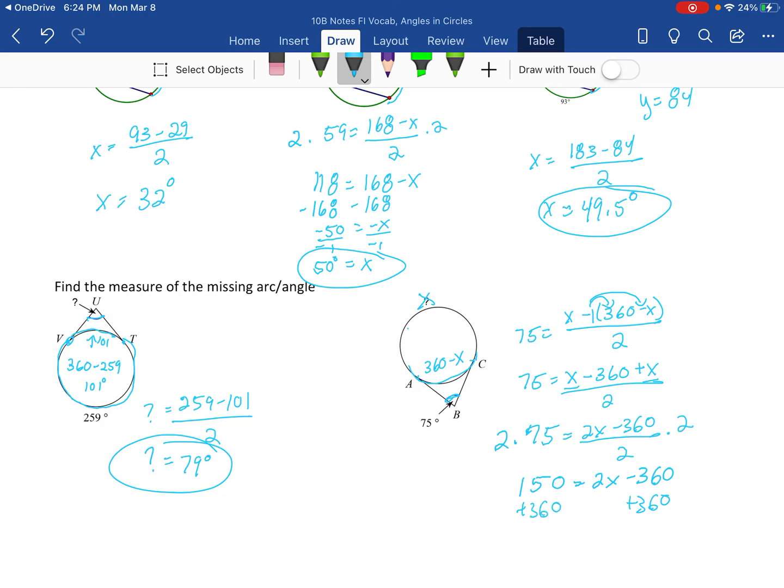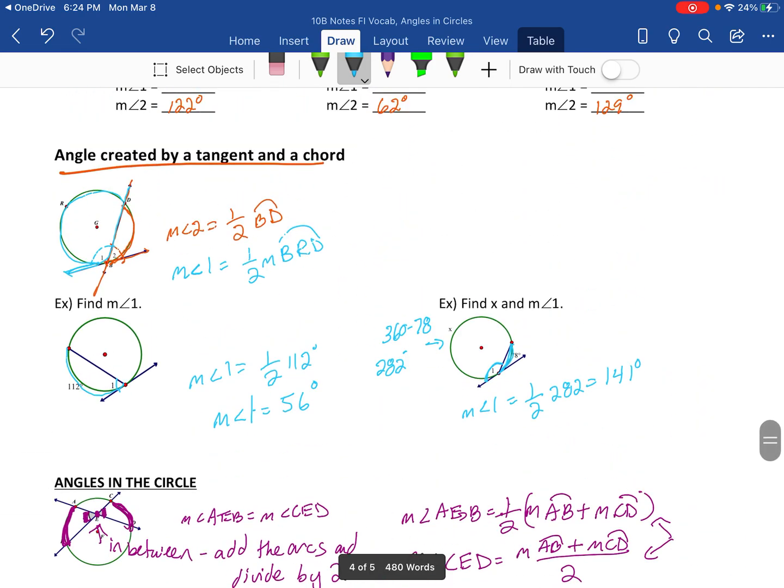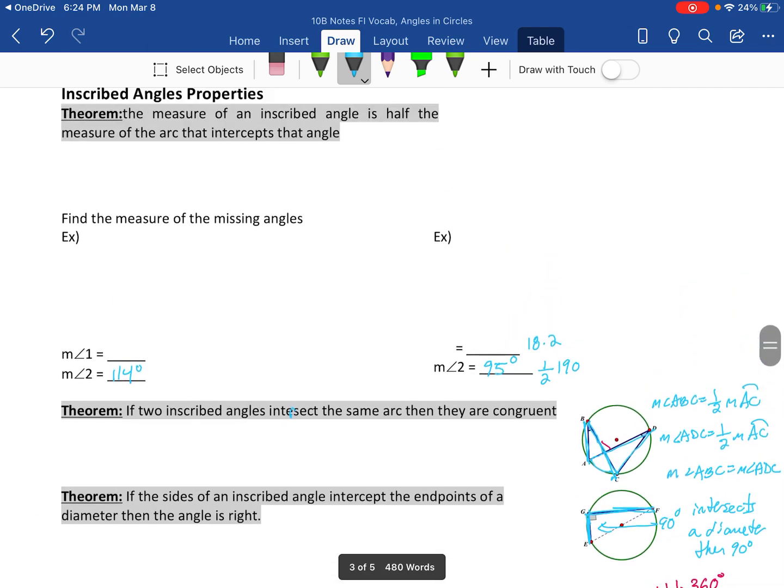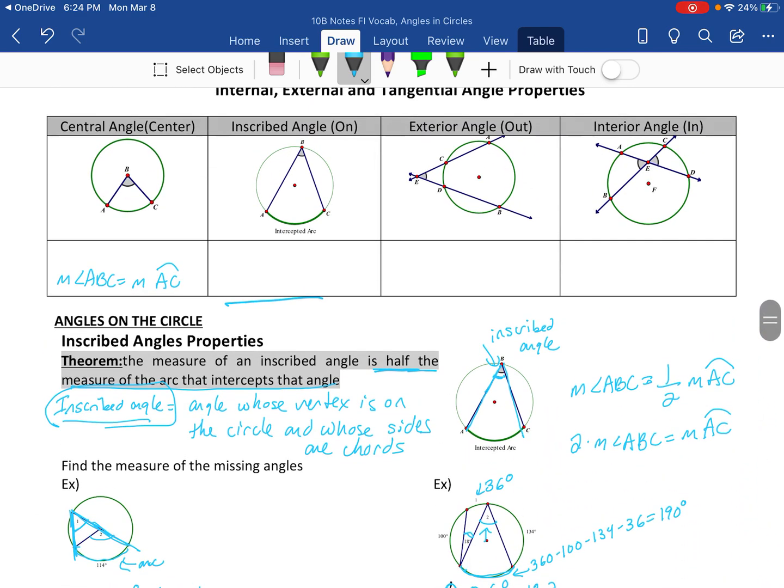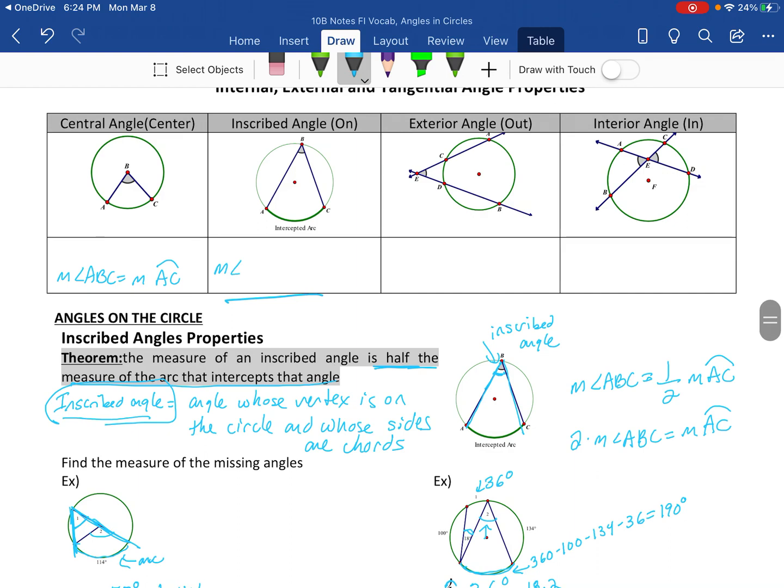I add 360 to each side. 150 plus 360 is 510 is equal to 2x. I take that, I divide it by 2, and I get x is equal to 255. Okay, and I know that that's a lot to remember, but you guys have these notes. I'm actually going to go back up just to make sure. I'm going to put all these in the same spot.